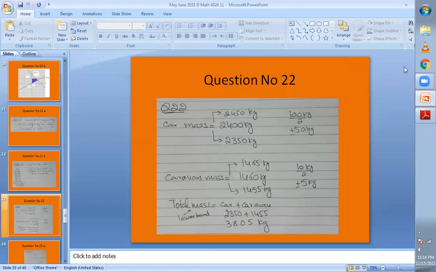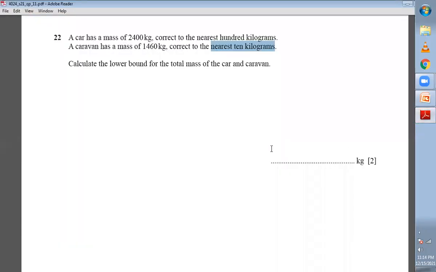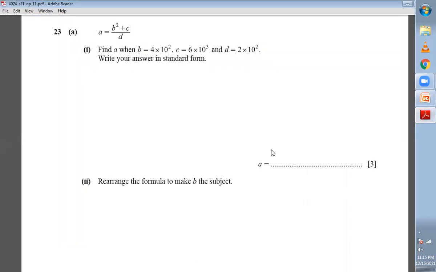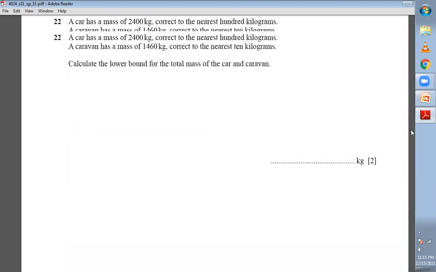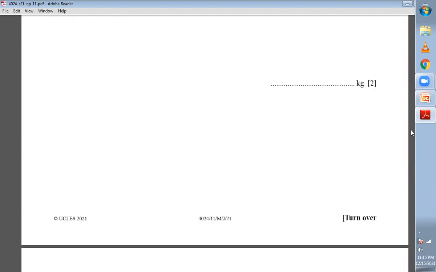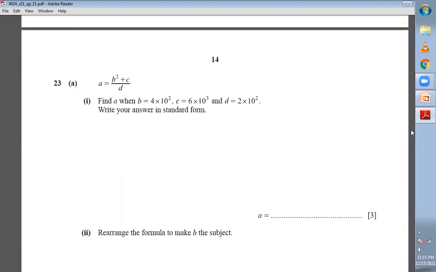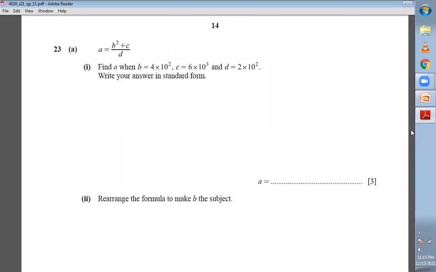Okay, so let's move to the next question. This was question number 22, and then we have question number 23. So we are done with question number 22. That was a 2-mark question. Question number 23 is showing up on your screen.